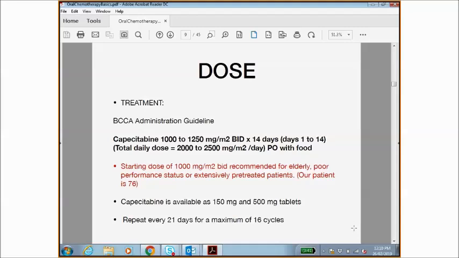And you have to also keep in mind what dosage the tablets come in, because this is oral. So you're kind of limited if the dose works out to a different amount. It's not like we can add an extra mil or that sort of thing. You have to work around the tablets that are available to you. And then you repeat every 21 days for a maximum of 16 cycles.